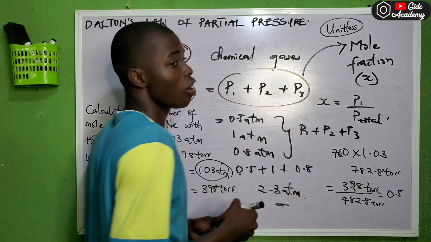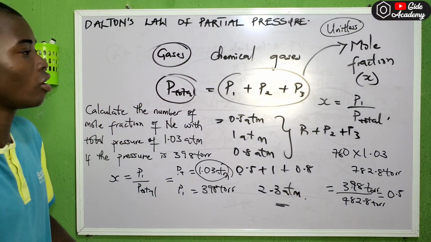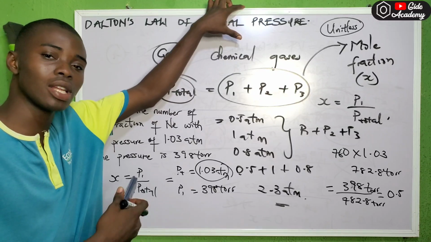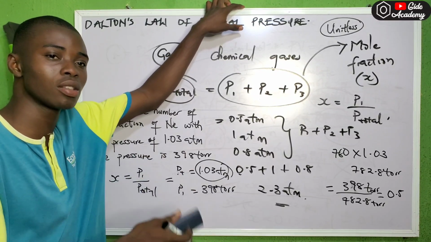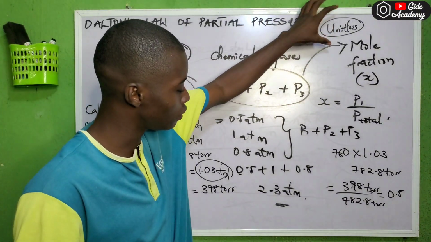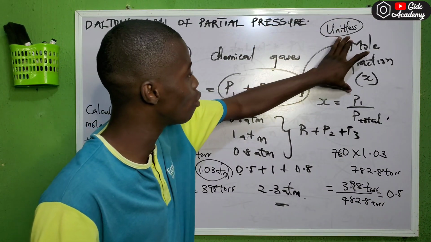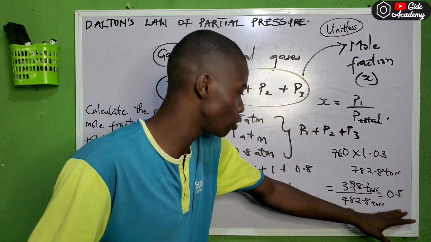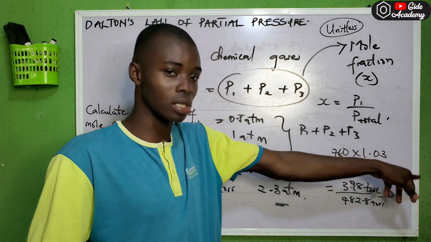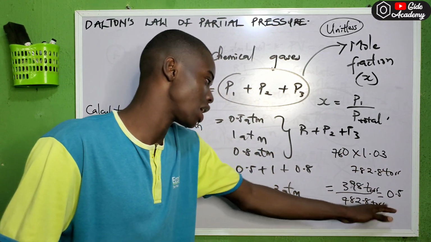Out of all the gas topics, the kinetic theory of gases, Boyle's law, Charles's law, the one that is unitless is the mole fraction. So mole fraction has no unit, and our answer here is 0.5, not 0.5 torr. Please, you are expected to leave your answer at 0.5.